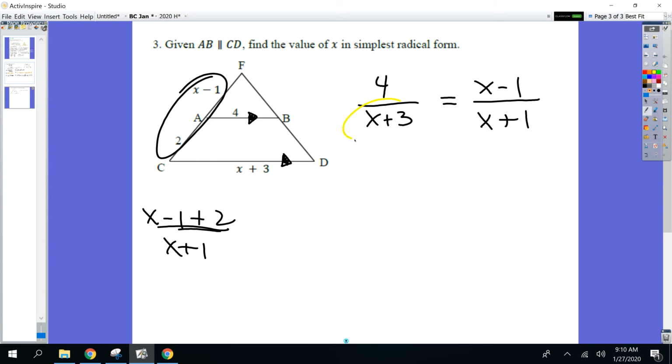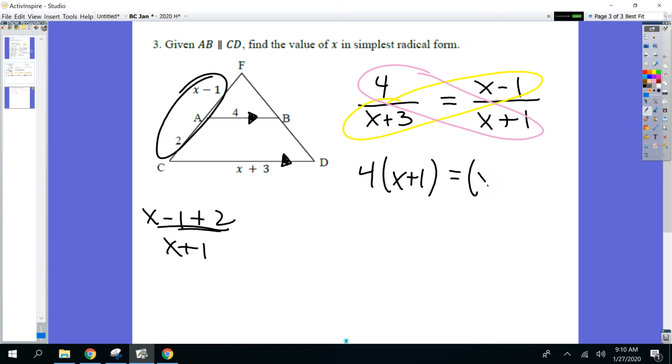All right, here we go. We're crossing them up. Here's where I start to get nervous. 4 and x plus 1 get multiplied. Here's my nerves. X plus 3 and x minus 1. You got to take your time. Distribute the x, then distribute the 3. Take your time.